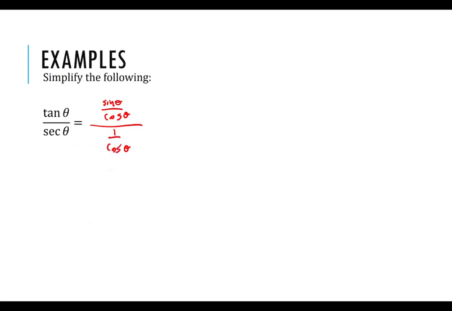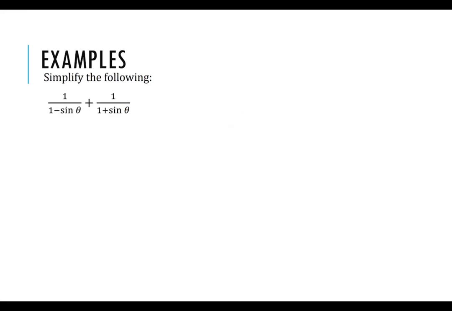Then I see that I have fraction division. Fraction division is really fraction multiplication: sine of theta divided by cosine of theta, times the reciprocal, cosine of theta divided by 1. But then cosine of theta divided by cosine of theta, that's 1. And then I'm just left with sine of theta divided by 1, or sine of theta. This one's simplified very nicely.